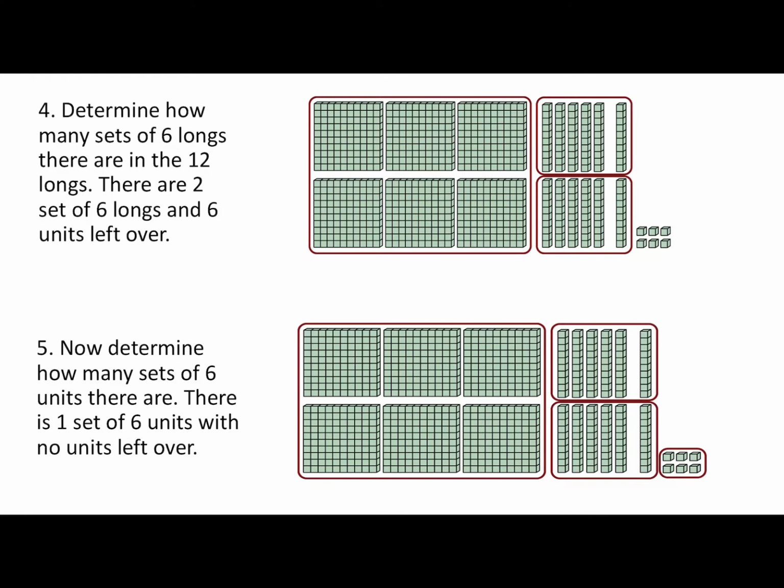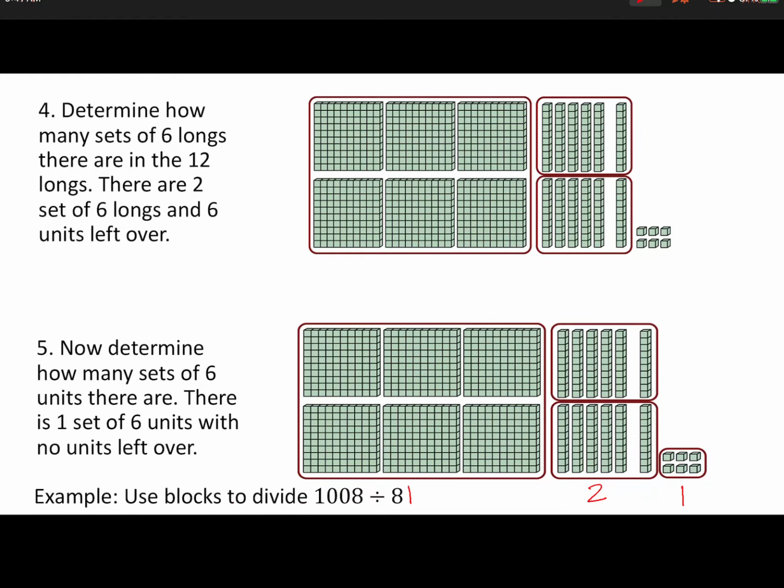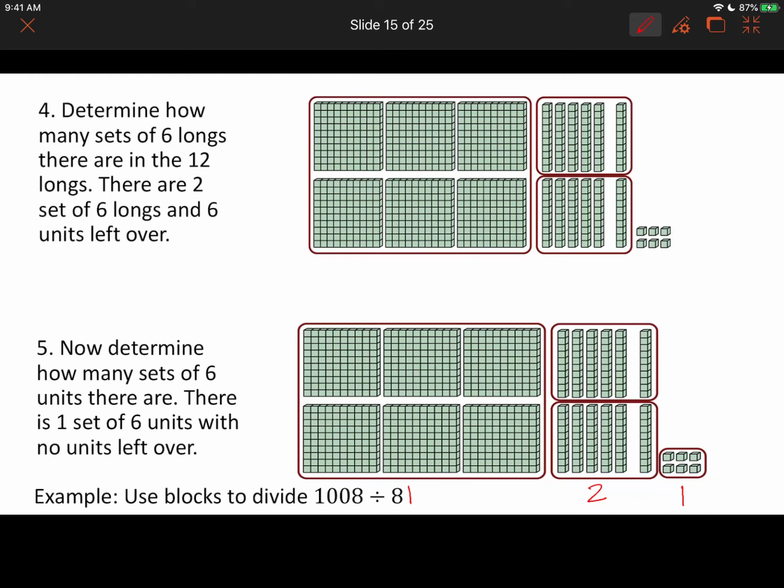Okay, so what happened? I had one group of hundreds, 2 groups of tens, and one group of ones. So my answer is that 726 divided by 6 is 121.